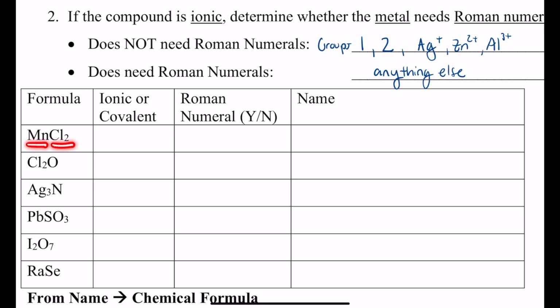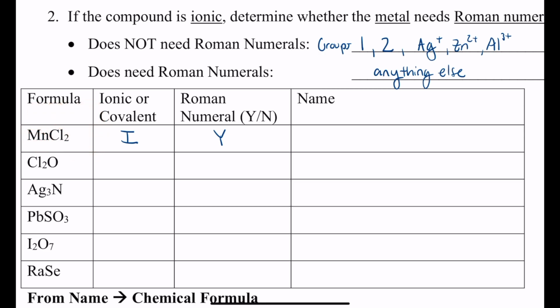First example here is manganese with a chlorine. So since that's a metal with a nonmetal, that is going to be ionic. Then we're going to look at manganese, and we're going to ask ourselves, hey, does manganese need a Roman numeral? And yes, it does need a Roman numeral. It's kind of in the middle of your transition metals there. So you're going to look at the chlorine here, and the charge of a chloride ion is going to be 1 minus. It looks like there's 2 of them. So to balance the charge of 2 chloride ions, manganese is going to need a 2 plus charge.